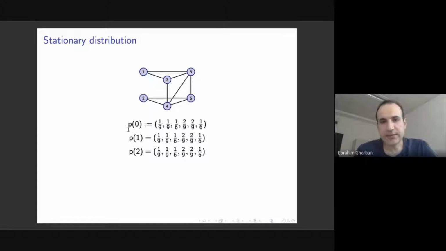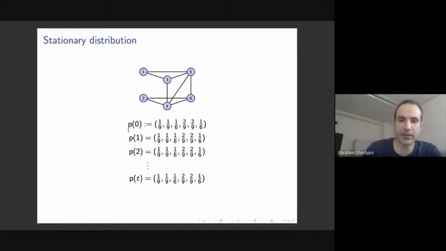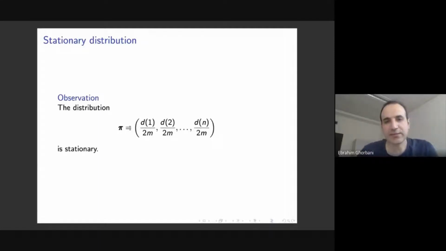But we can see how we come up with this distribution from the degree sequence of the graph. If we take this vector pi, whose component i is the degree of vertex i over 2 times the number of edges of the graph, then this is a stationary distribution in any graph. What we see here is just this distribution, which is obtained from the degree sequence of the graph over 2 times the number of edges. You can say that this is the average degree of every vertex.